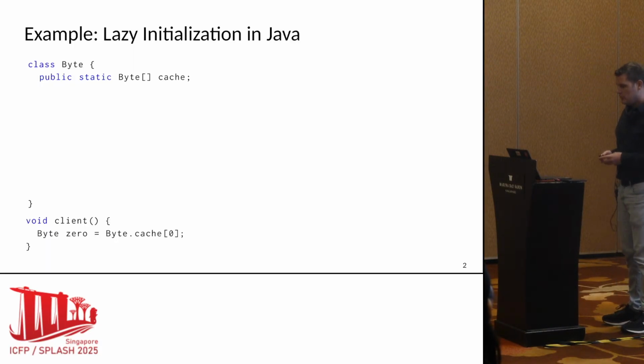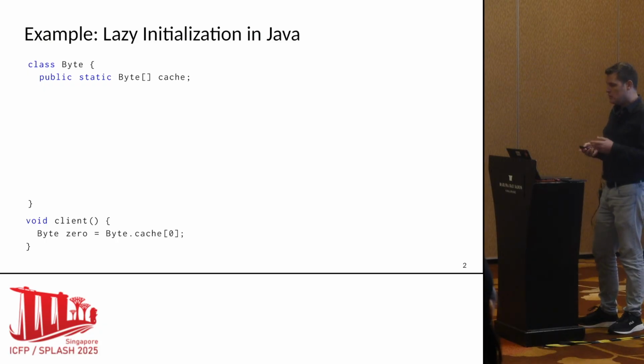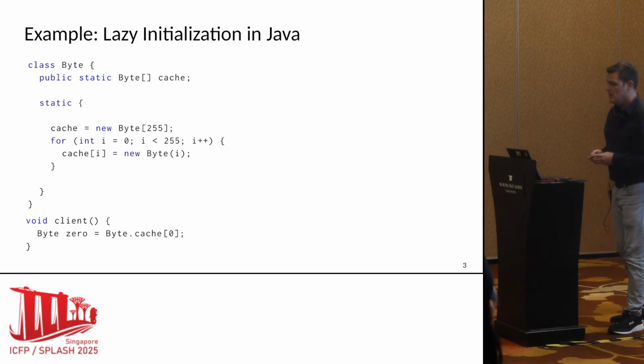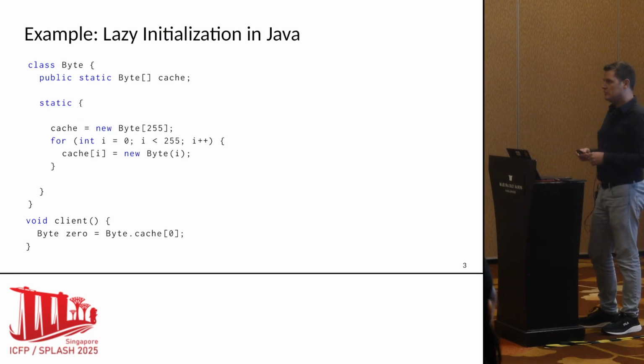So here's a Java program. We have a class byte that has a static field called cache. So this is Java's version of a global variable. And now what's also in this class is this static block. So that's an initializer block that, if you look at what it does, it allocates an array and allocates a bunch of byte instances and places them in the array.